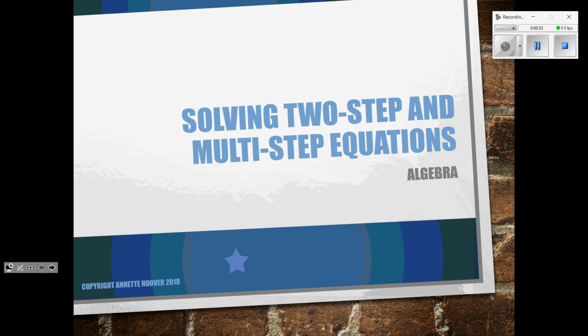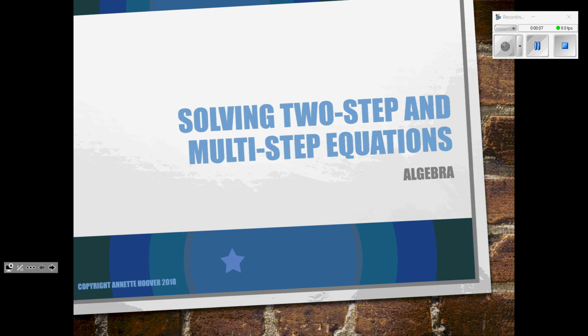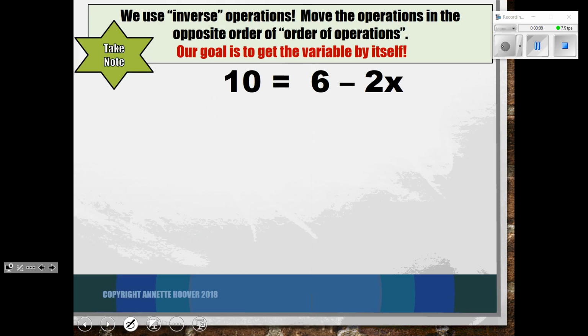In today's lesson, we are going to be looking at solving two-step or multi-step equations. When you have an equation and you have a number missing, we represent it with a variable. We're trying to figure out what number goes into this spot. So we're solving for this variable.